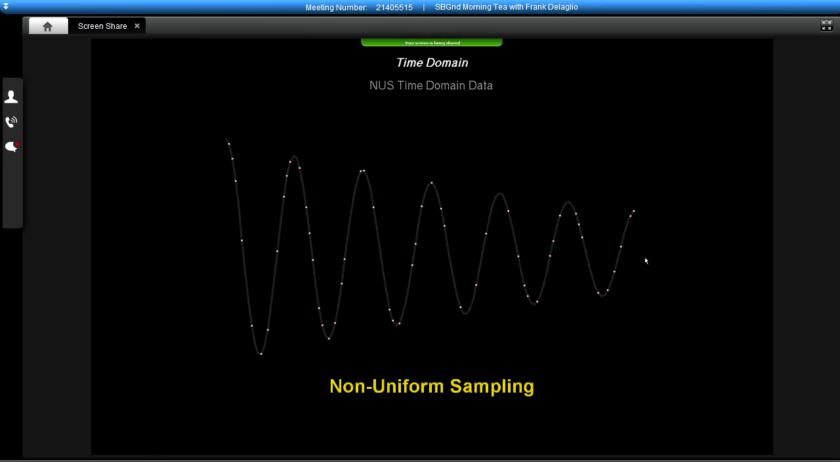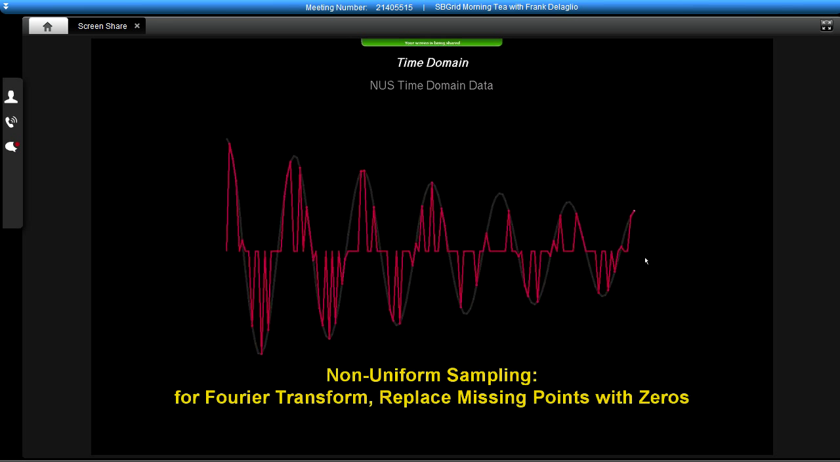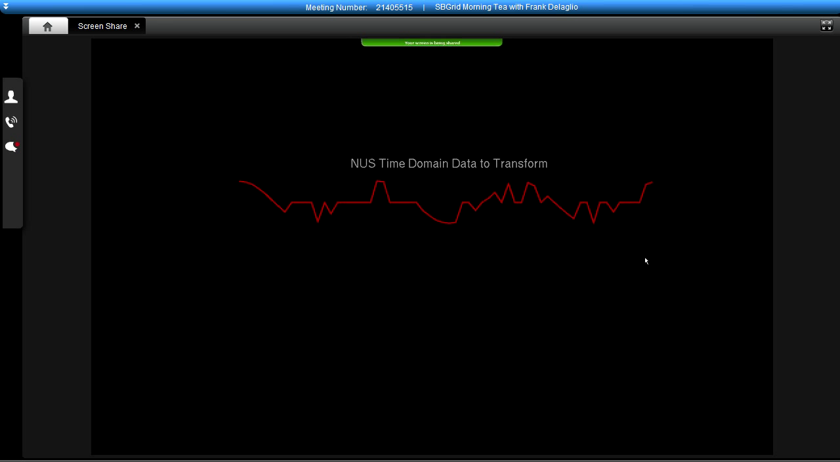Now, the underlying information is still there. How do we get to it? Well, if we want to apply our usual workhorse, which is the Fourier transform, this happens to correspond to filling in the missing points with zeros. Let's see how that works. So we have our example of non-uniformly sampled time domain data that we want to transform. We've skipped over a certain fraction of points. Here it's half the points that we've skipped over and filled in those missing points with zeros.